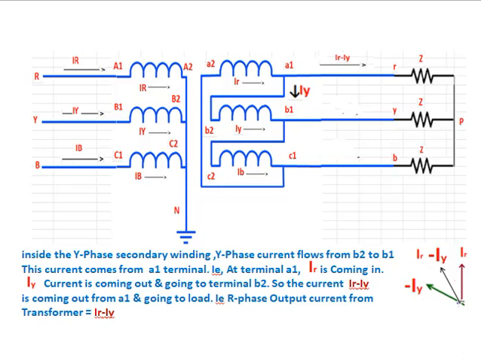At terminal A1, IR current, that is R phase winding current, is coming in. IY current, Y phase winding current, is going out from terminal A1. So the resultant current IR minus IY is coming out from the A1 terminal. That is, to the load, IR minus IY current is flowing. In fact, the R phase output current from the transformer equals IR minus IY.